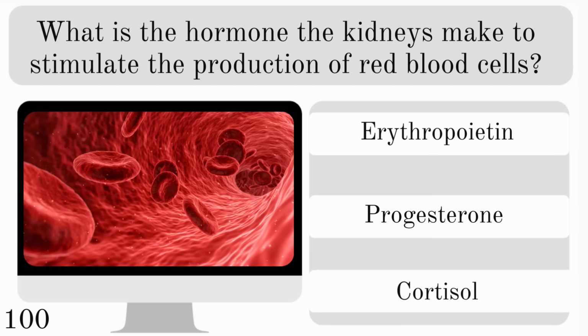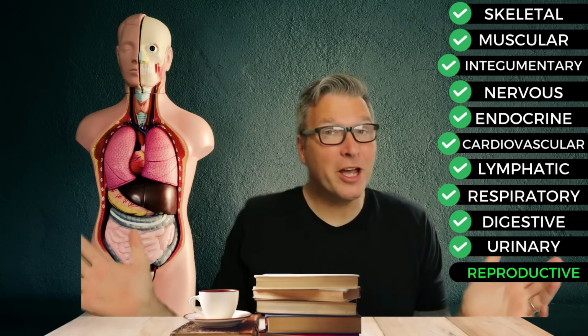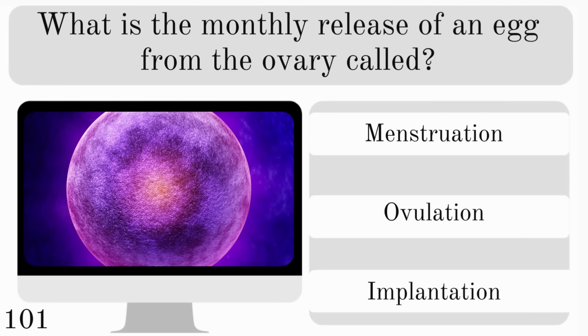What is the hormone the kidneys make to stimulate the production of red blood cells? Is it erythropoietin, progesterone, or cortisol? And the correct answer, erythropoietin. And finally, we have the reproductive system. What is the monthly release of an egg from the ovary called? Menstruation, ovulation, or implantation? And it is ovulation.